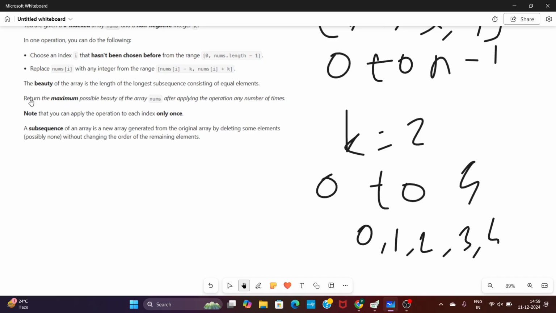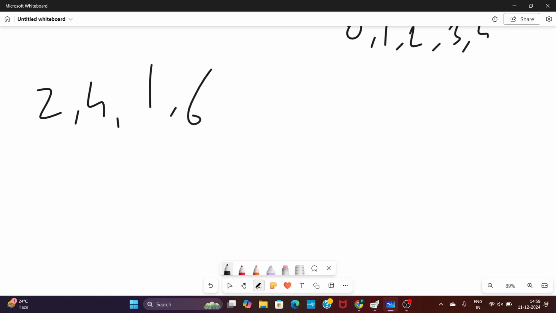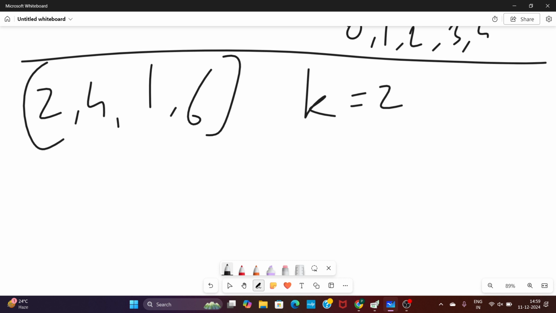So let's try to understand it with the help of an example. For example, you have been given an array like 2, 4, 1, 6, and k is equal to 2. First of all, let's try to understand it by a simple dry run, then we will go to the approach.